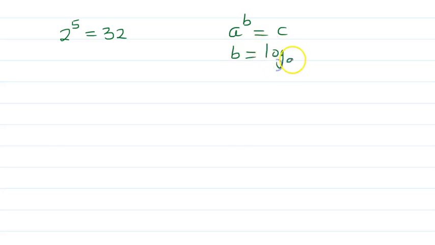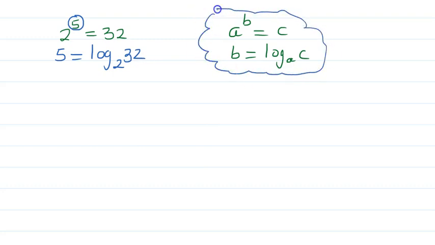So the first question is 2 to the power 5 equal to 32. We know that if a to the power b is c, then you can write b equal to log base a of c. Similarly, we start from here: 5 equal to log base 2 of 32. So this is the rule which we are using here. This is example 1.